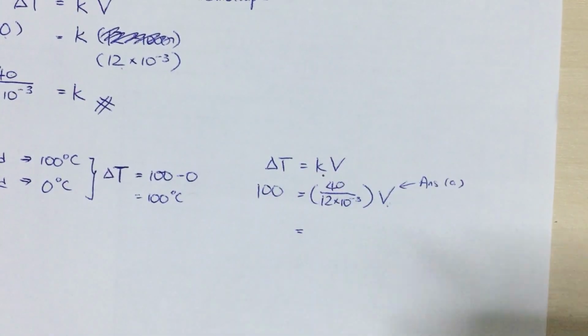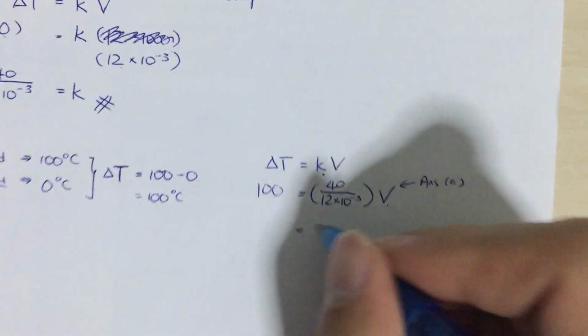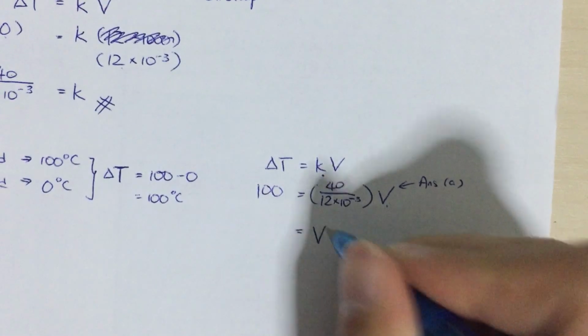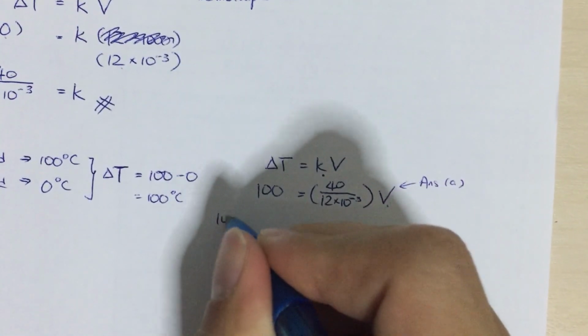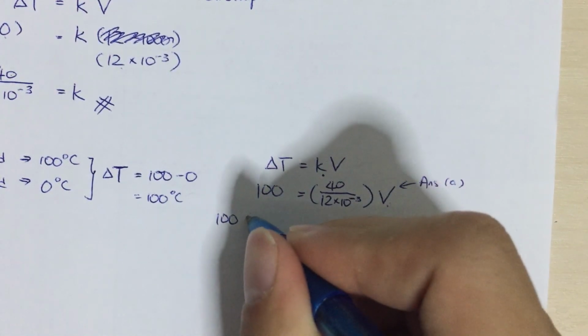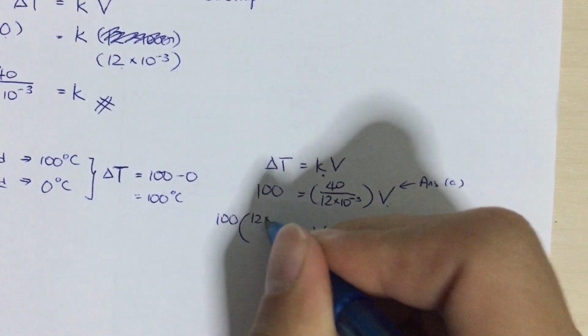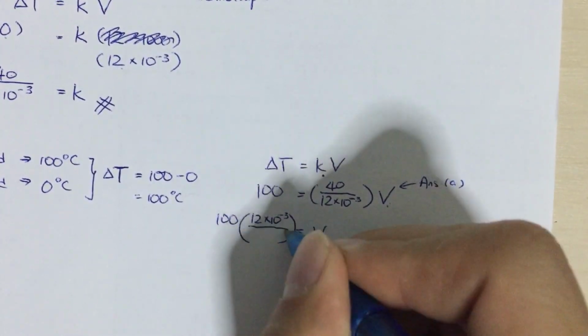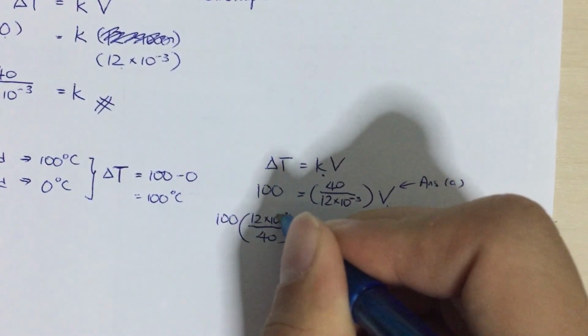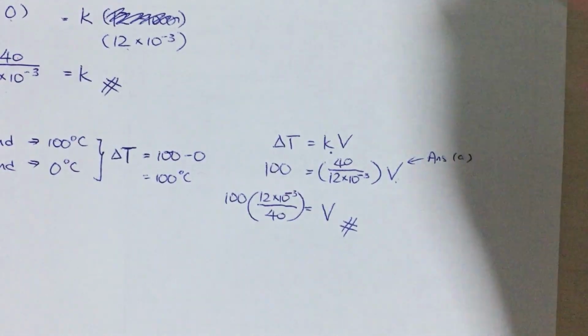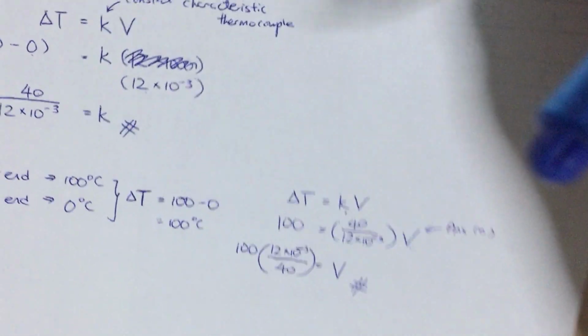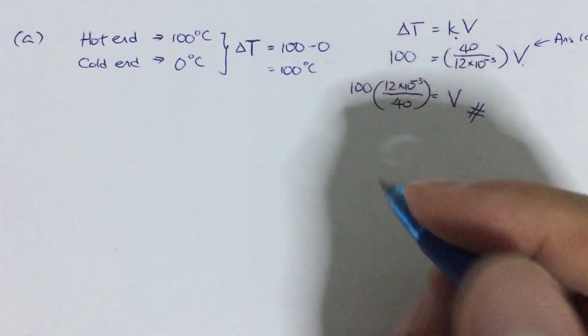For those who are not so good at manipulation, I will just show you how to manipulate this. So V, 100 divided by this factor, will be 100 times 12 times 10 to the power of minus 3 over 40. You just need to work this out and you will get the answer for your part A. I don't have a calculator at home, so I will leave the answering to you.